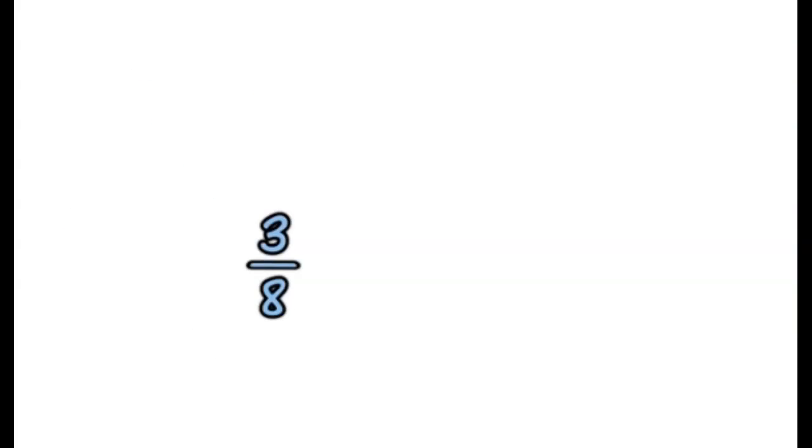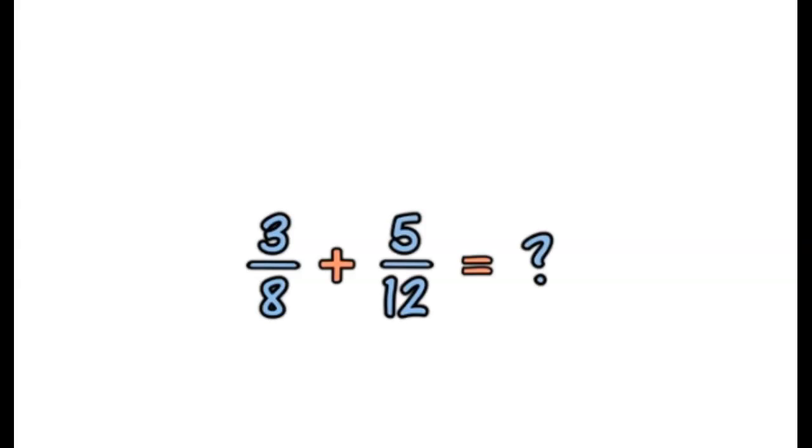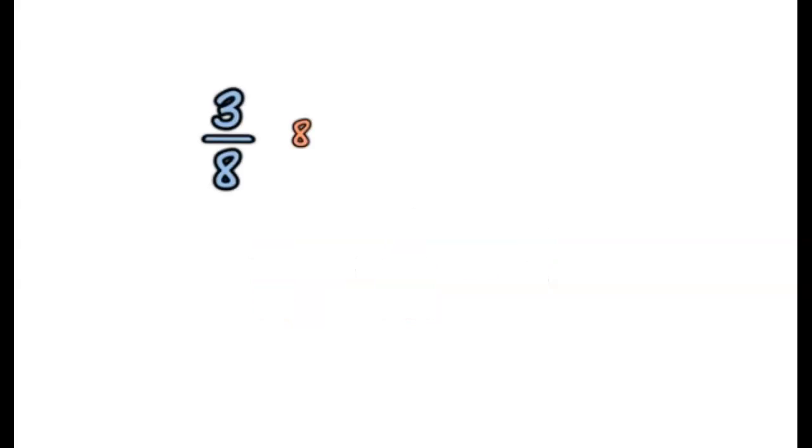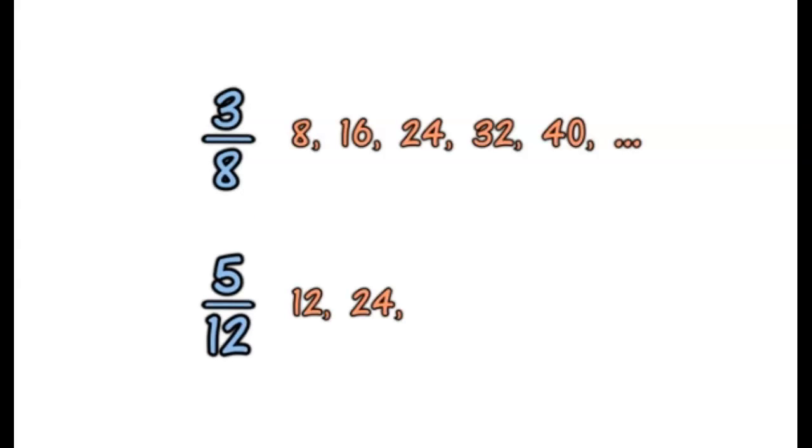What is 3/8 plus 5/12? List the multiples of 8 and 12. The multiples of 8 are 8, 16, 24, 32, 40. Multiples of 12 are 12, 24, 36, and 48. The least common multiple is 24.